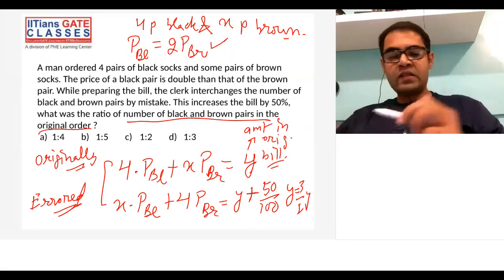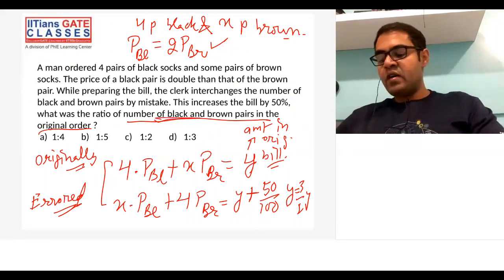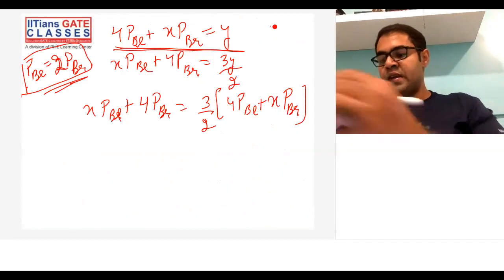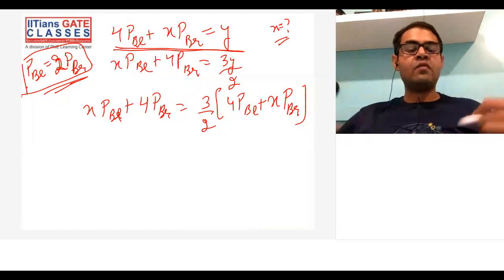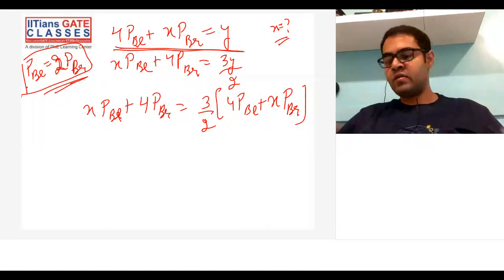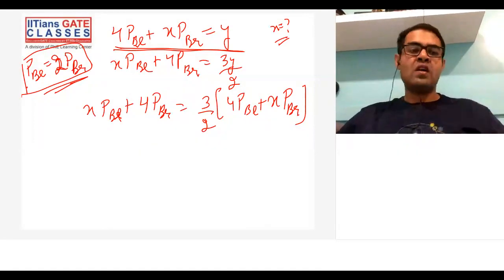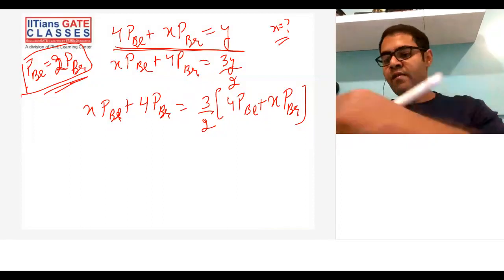So let's just go back and see what we actually want to find. We want to find ratio of black and brown pair. So I need brown socks, right? So basically I have to find X, because I need to keep track of what I need to find so that I'll know which variable I should get rid of and which variable I should keep in the equation. Otherwise you may have to spend some more time trying to solve for every variable.